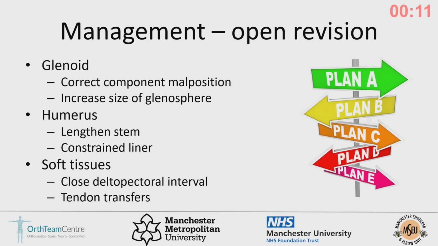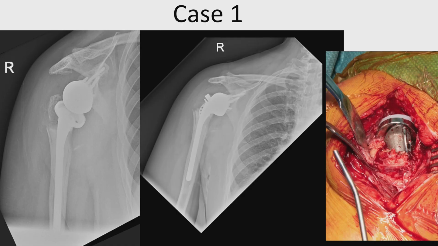And a full revision, you've got to go into theatre with lots of plans, all of the kit. Be prepared to completely revise the orientation of the glenoid, as well as just address the size, address the humerus. And I think also pay careful attention to the soft tissues. We do an imbrication and closure of the delta pectoral interval. And I don't think we properly understand the role of tendon transfers.